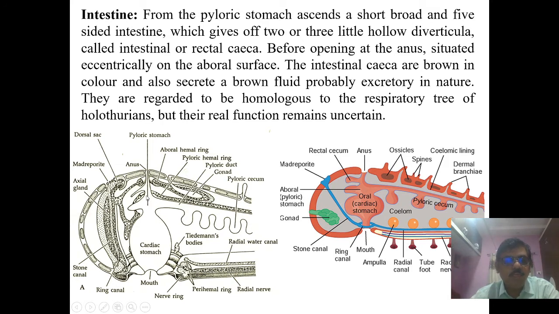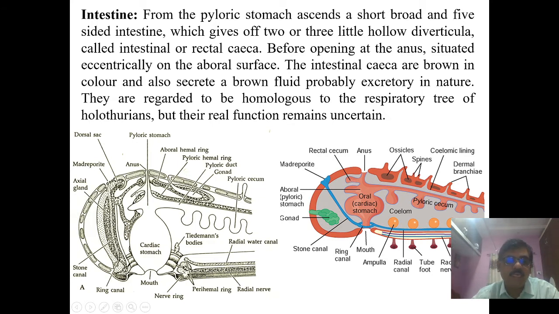Then next to this is what? The intestine. This is also called the rectal cecum. From the pyloric stomach ascends, that is moves upward, towards the aboral side, a short, broad, and five-sided intestine. How is the intestine? It is a five-sided intestine which gives off two or three little hollow diverticula. This is the diverticula of the intestine. It gives off two or three hollow diverticula called the intestinal or rectal cecum. These diverticula are called the rectal cecum.